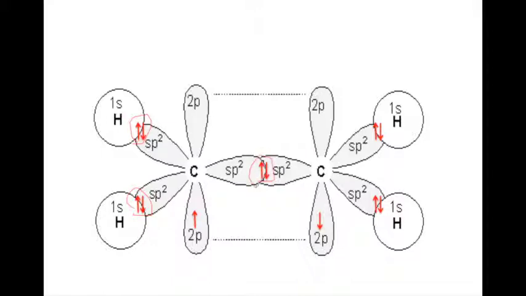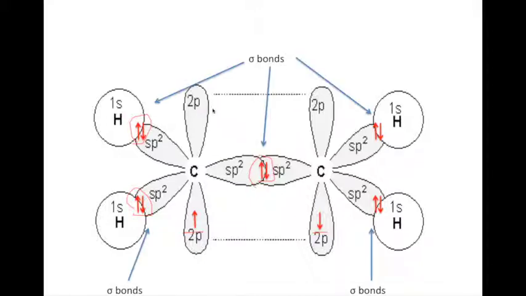And here's something special we haven't talked about. Our unhybridized 2p orbitals, each of those has a single unpaired electron. You can see here and here, and these have opposite spins. So our 2p orbitals are going to be able to overlap to form that double bond. So here our single bonds are all sigma bonds.